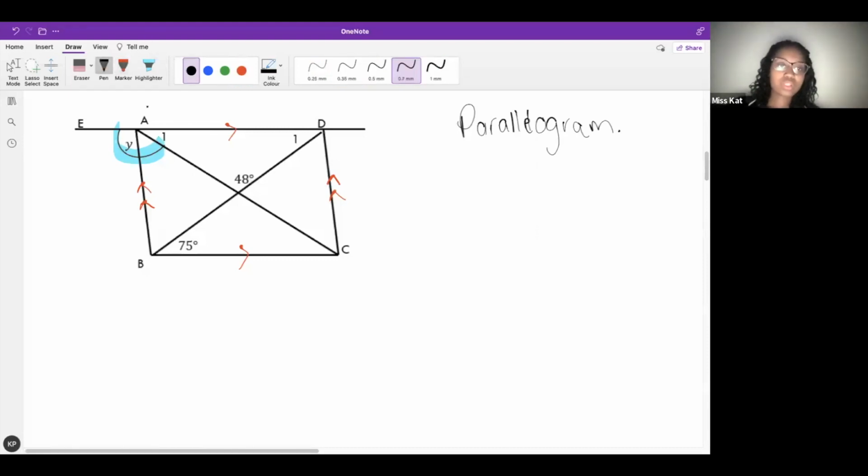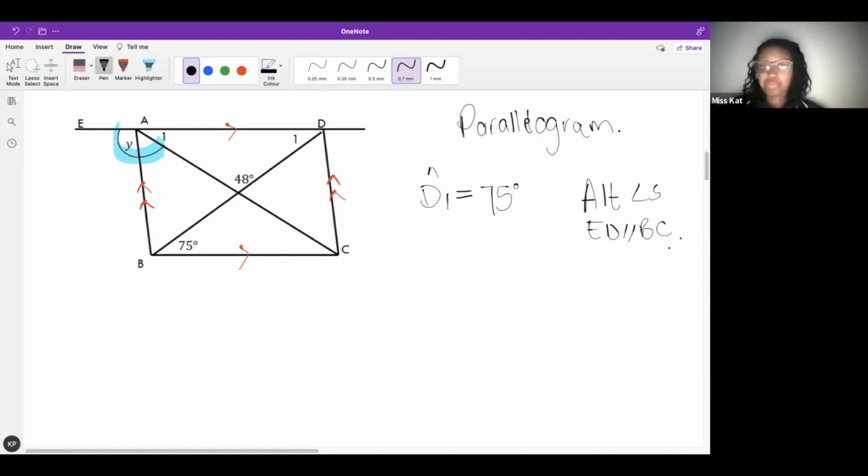So Abu, which one is equal to 75 degrees? Which angle? D1. Thank you very much. So Abu has given us our first clue that's going to help us get there. Angle D1 is equal to 75 degrees because they are alternate angles, because this is a parallelogram. Okay, and our parallel lines that we're using are ED and BC. So we know this is 75.